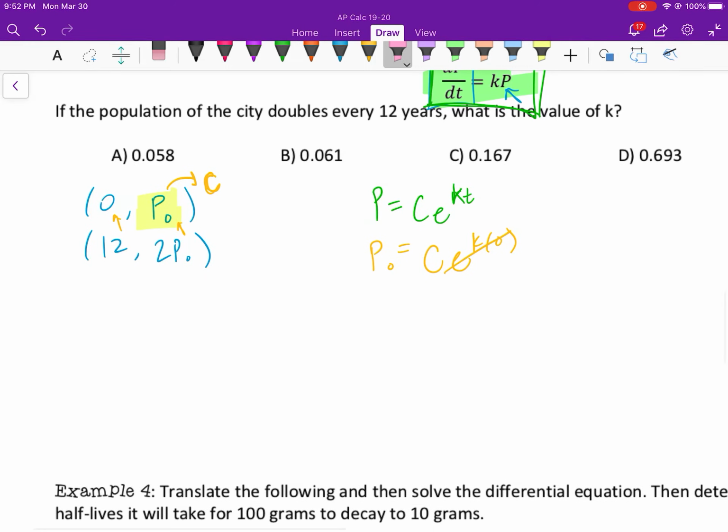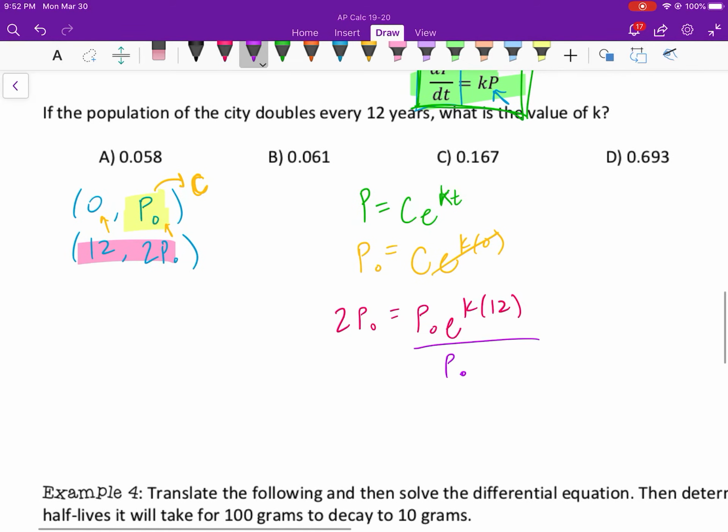So further on, we need to plug in our next point, and that gives us different useful information. We know that if we plug in e to the k times 12, and remember that initial value we were calling P naught, then after those 12 years, we're going to have double whatever we started with. Notice what happens as we try to solve for k. The first thing we do is divide both sides by whatever that initial population was. Call it C, call it P naught, call it whatever you want. It ends up canceling. So we just have 2 equals e to the 12k.